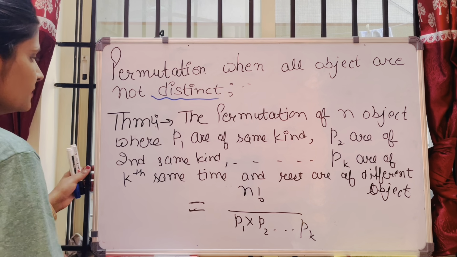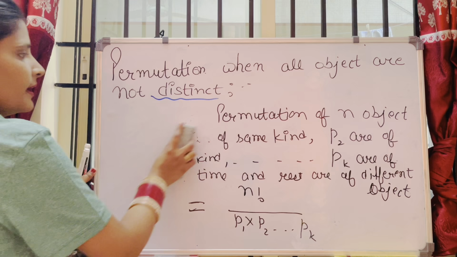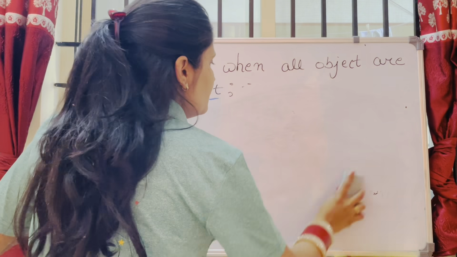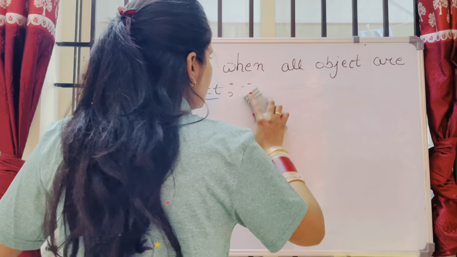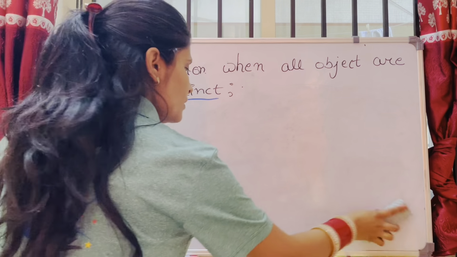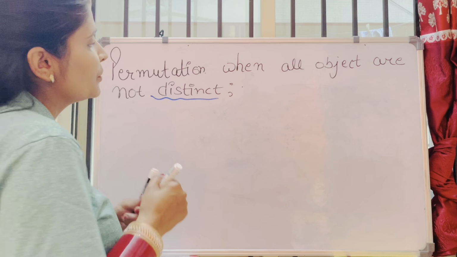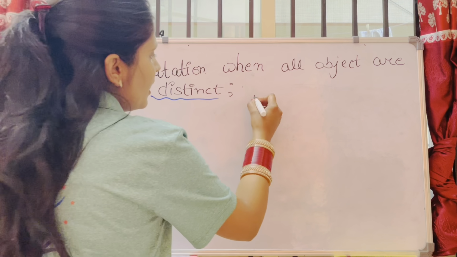So let's understand this theorem by example. For example, to find the total number of permutations of the letters of the word ALLAHABAD.